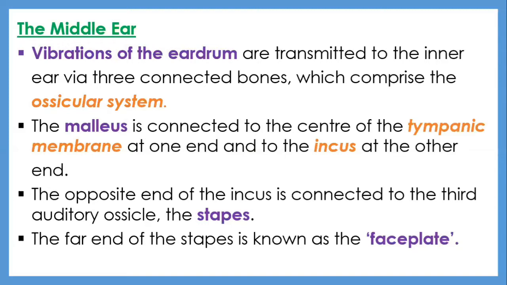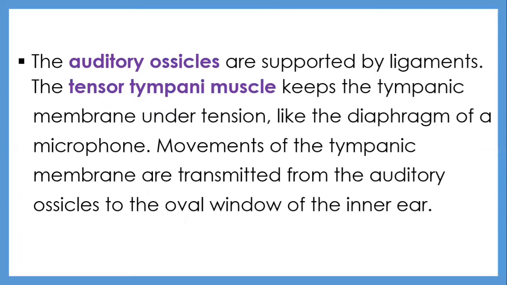So the auditory ossicles are supported by ligaments, and the tensor tympani muscle keeps the tympanic membrane under tension, like the diaphragm of a microphone. Movements of the tympanic membrane are transmitted from the auditory ossicles to the oval window of the inner ear. Now, the ossicles play an important role in increasing the efficiency with which sound is transmitted to the sensitive hair cells of the inner ear.